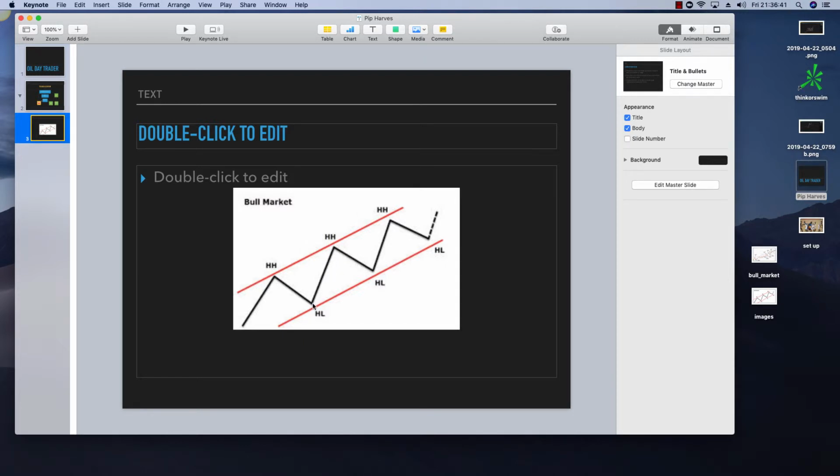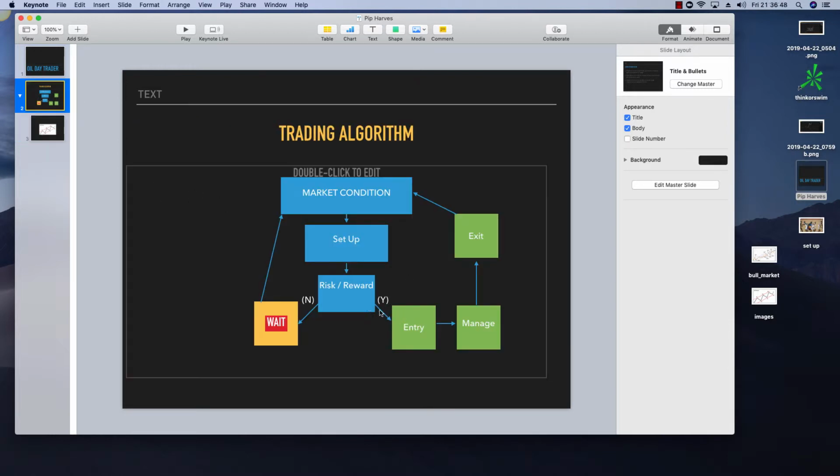So that would be a great risk to reward setup, right? And you would take the entry, and if the risk to reward is great, you take the entry. Then you go into a management phase where you're moving your stop along, and you're trying to capture as much of that move as possible. And then you're getting out at some point.